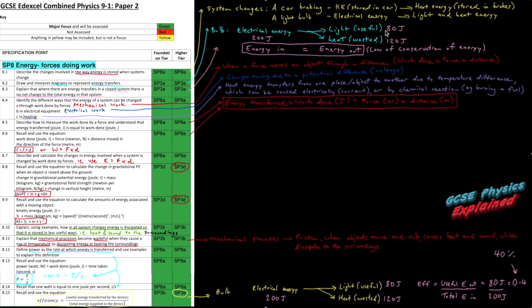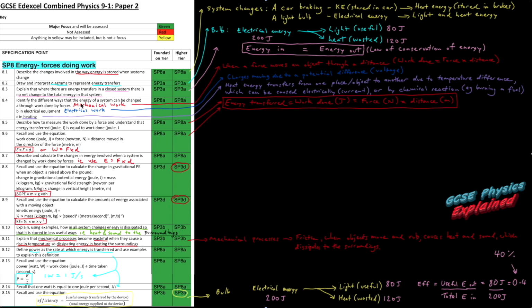Now, not all of the energy that comes out will be useful. There's only 80 joules here that's actually useful. 120 joules is being wasted. But it's still there. 200 went in and 200 came out. You just can't use this wasted energy for any further useful energy transfers.